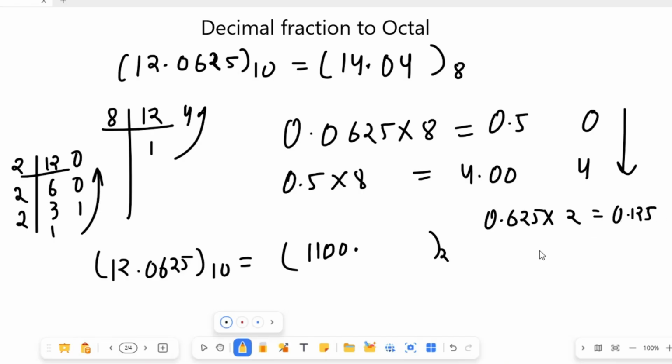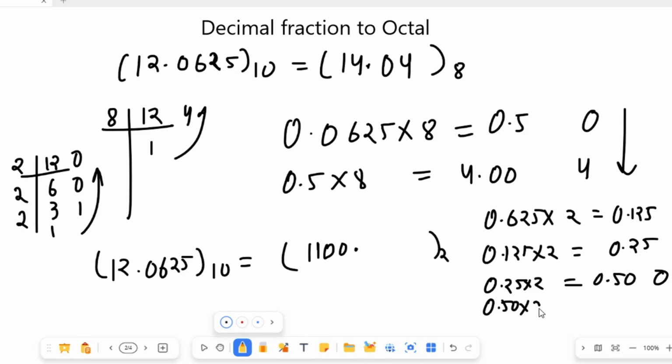Then 0 separately. Okay. Then 0.125 into 2 is nothing but 0.25. So again it will be 0. Then 0.25 into 2, that is nothing but 0.50. So here also before the point what we have is 0. So write 0. Then next 0.50 into 2, then what will we get here? 1.00. So you get 1 point. So here is 1. And we write the answer from up to down. So here your answer will be 0001. Okay. This is how you convert a decimal fraction to binary.